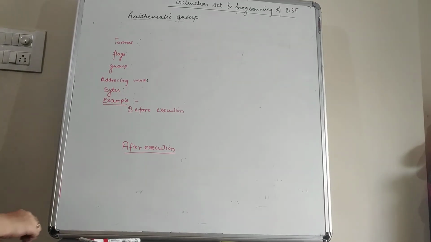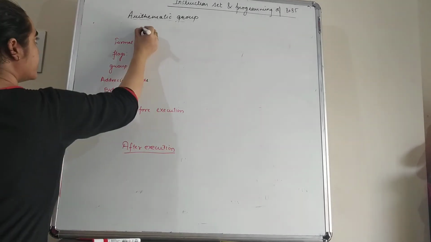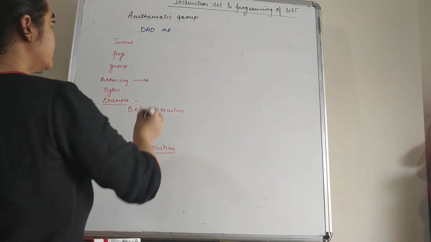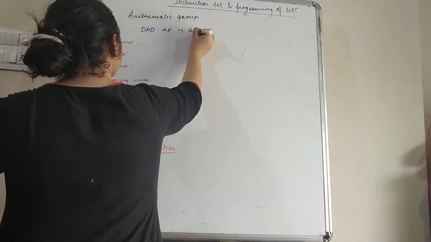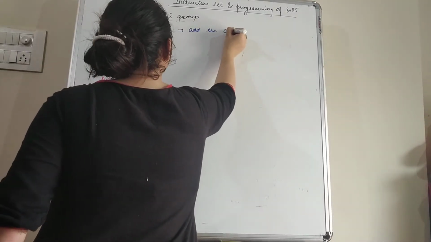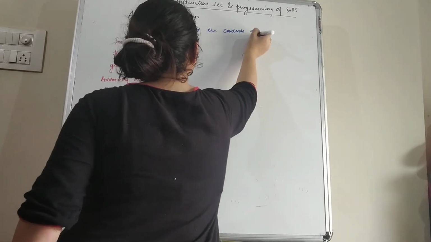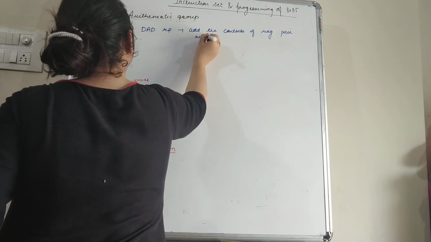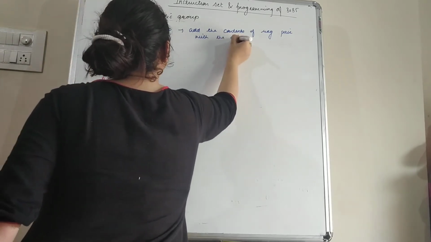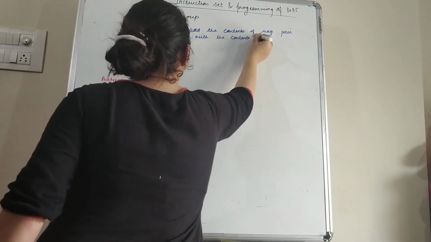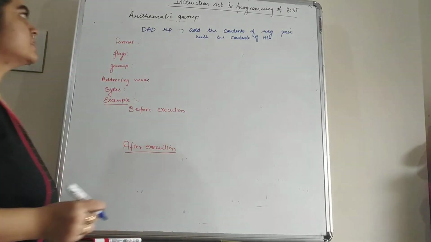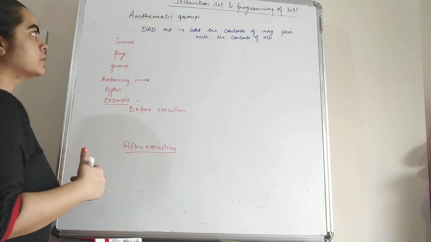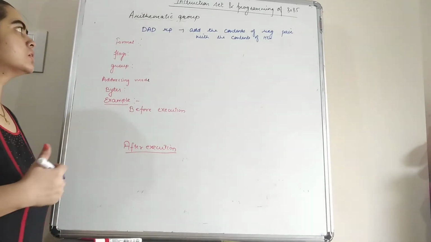The next instruction that comes under the arithmetic group is DAD RP. This instruction means we can add the contents of the register pair with the contents of the HL pair. That means the contents present in the HL pair are added with the contents of the register pair, and the value is stored in the HL pair.